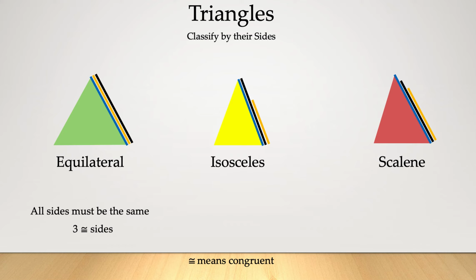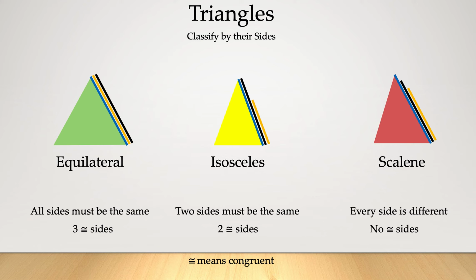Let's go ahead and talk about the isosceles triangle. As you can see, 2 sides must be the same. Therefore, another definition is 2 congruent sides. Okay, now let's go ahead and talk about scalene, and that is every side is different, or you can say no congruent sides. And that is how we classify triangles by their sides.